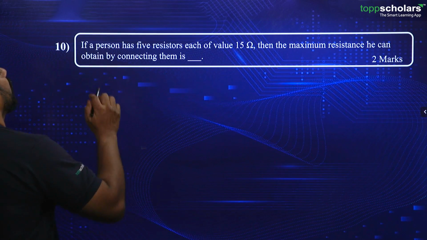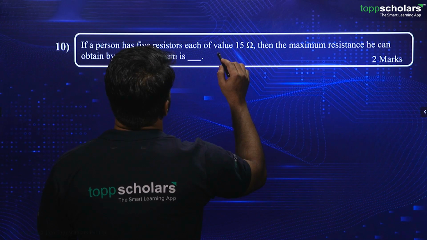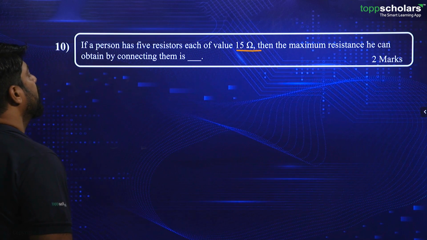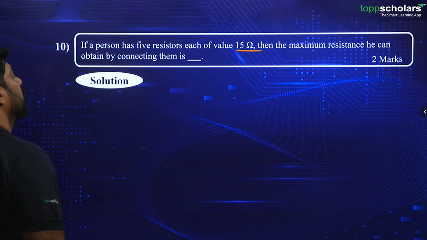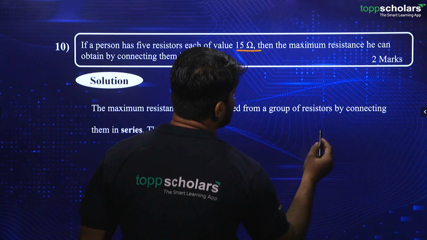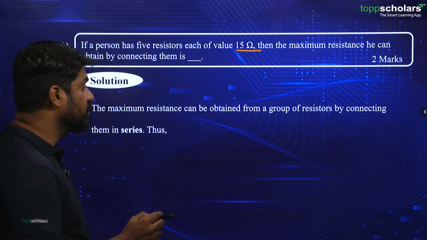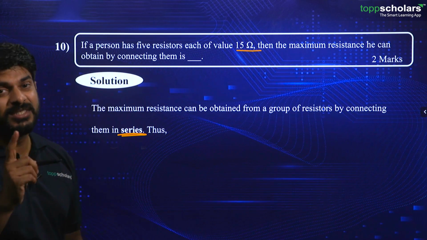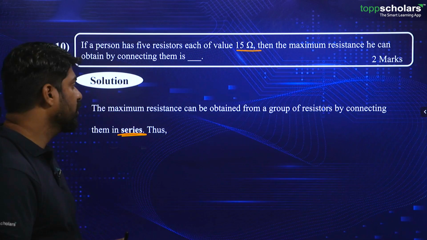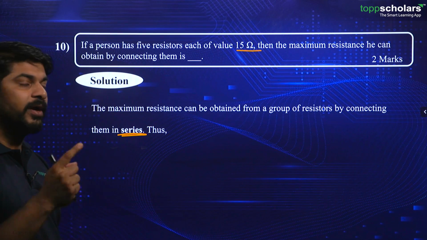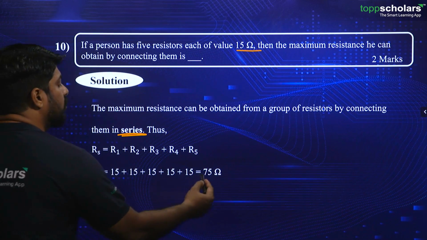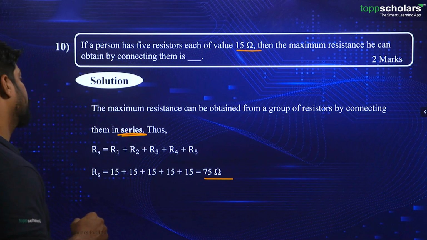Next question. If a person has 5 resistors, each of value 15 ohm, then the maximum resistance he can obtain by connecting them is what? So it is very simple. Maximum resistance can be obtained from a group of resistors by connecting them in series. In series all the resistors will add up, but in parallel they do not add up directly. In fact, their reciprocals add up. So here the total will be 75 ohms.